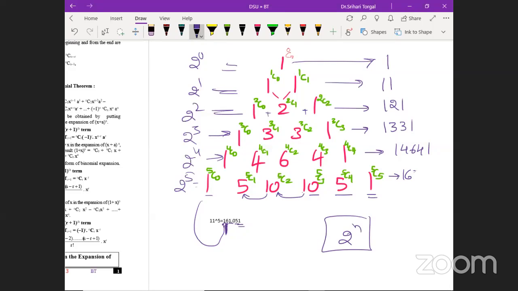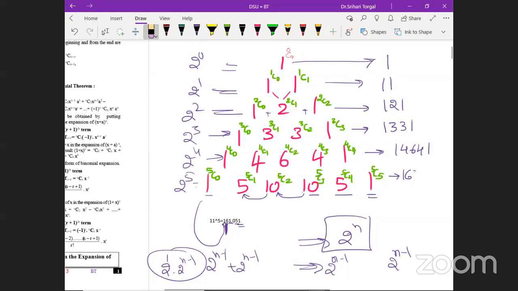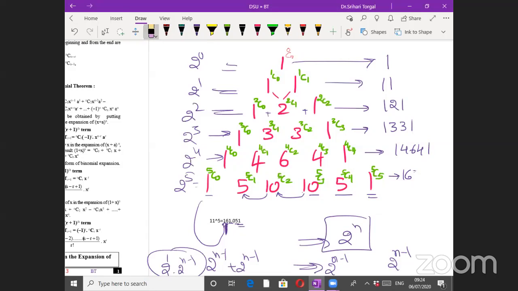Remember the formula. Sum of all binomial coefficients is 2 power n, and sum of odd binomial coefficients is 2 power n minus 1, and sum of even binomial coefficients is 2 power n minus 1. Both are same. This is 2 times 2 power n minus 1. Here, if you cancel this, you will get 2 power n only. That is why the sum of all binomial coefficients is 2 power n. Okay. Now, we have many properties in this.